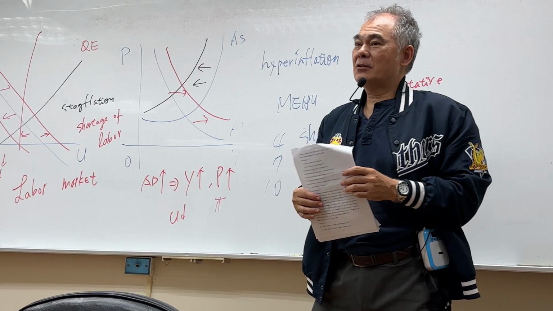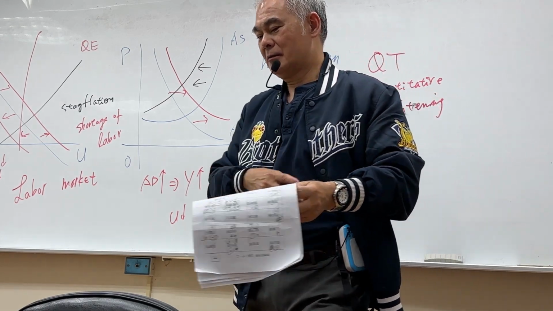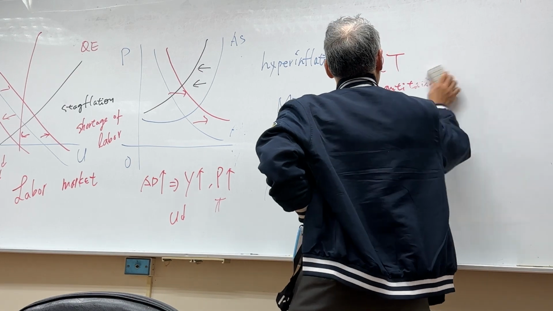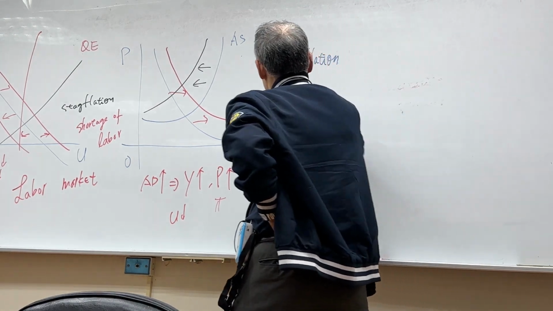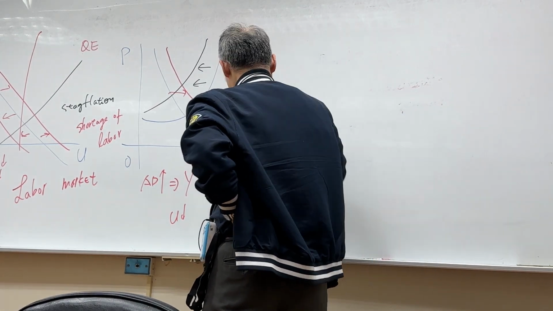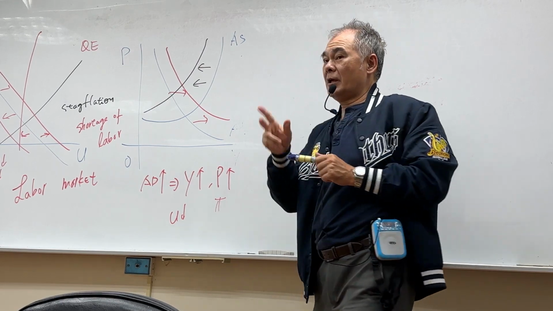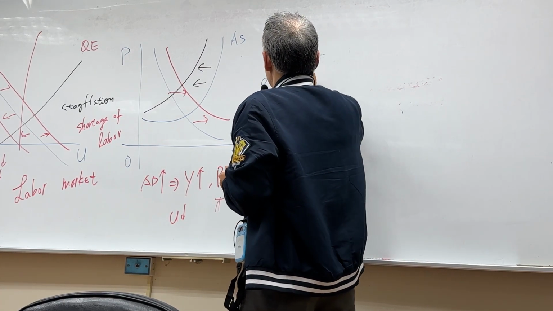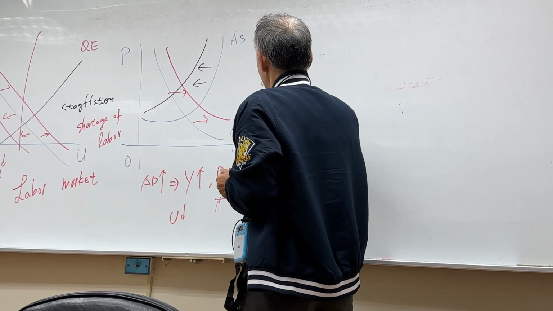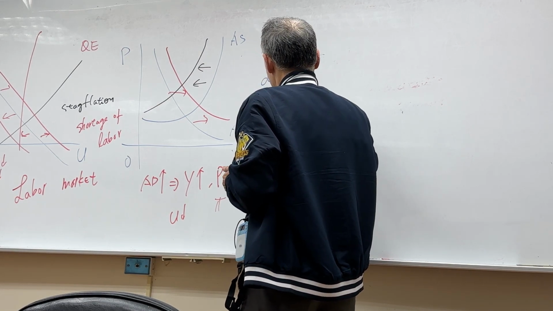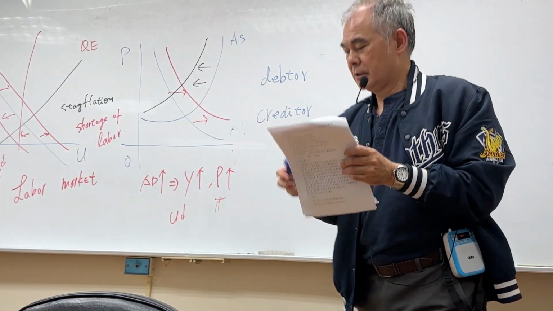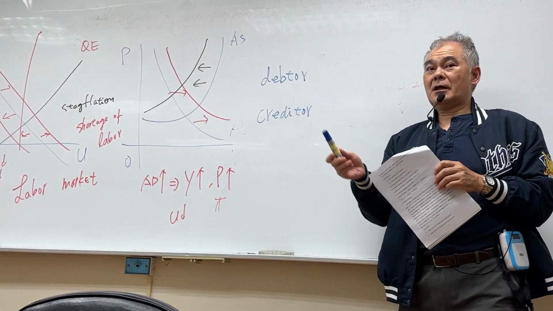So another thing we can talk about. Since I have started it, let us look at this. Okay, so we have two types of people. One is called debtor. The other one is called creditor. Okay? So, Liao Huiqing, what is a debtor?